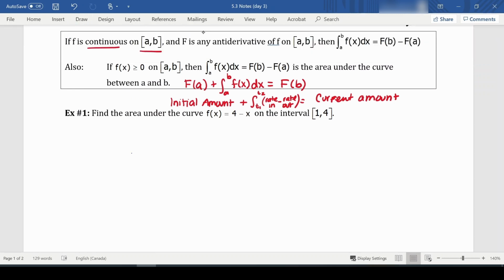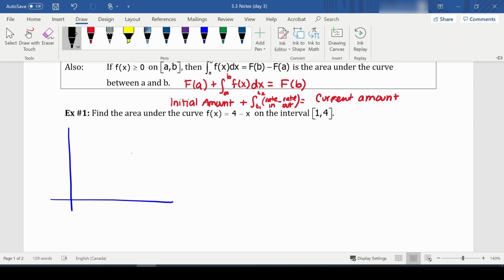All right, let's try some questions. So I want to find the area under the curve of f of x is equal to 4 minus x on the interval 1 to 4. I was just told that if the function is greater than 0 on our interval, then taking the integral using the antiderivative method is the same as using the rectangle method we saw last couple lessons ago.